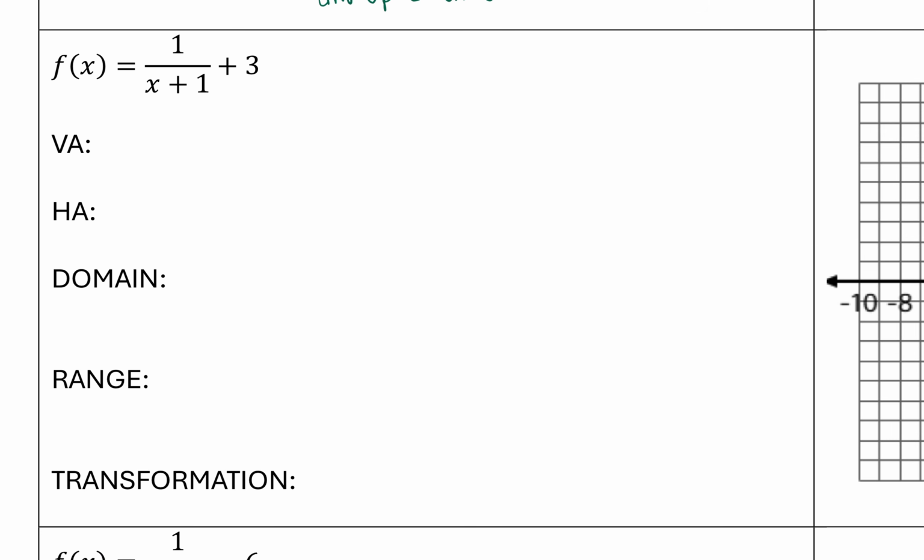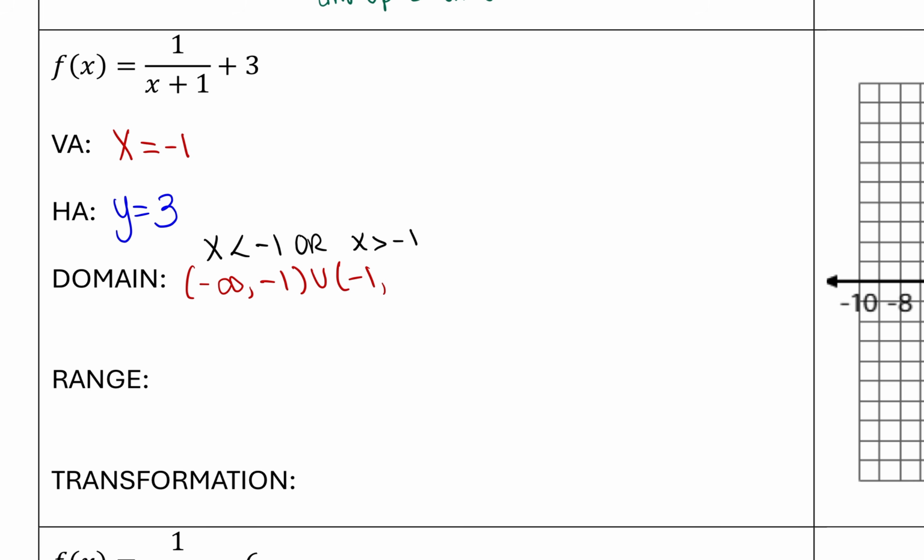For number 2, my vertical asymptote is going to be located at x is equal to negative 1. My horizontal asymptote will be located at y equals 3. My domain will be set as x is less than negative 1 or x is greater than negative 1. I have the interval notation from negative infinity, comma, to negative 1. Union, and then we have it from negative 1, comma, to positive infinity. We then have the set notation, which is going to be for all x's in which x cannot be equal to negative 1. Otherwise, it will make it undefined.